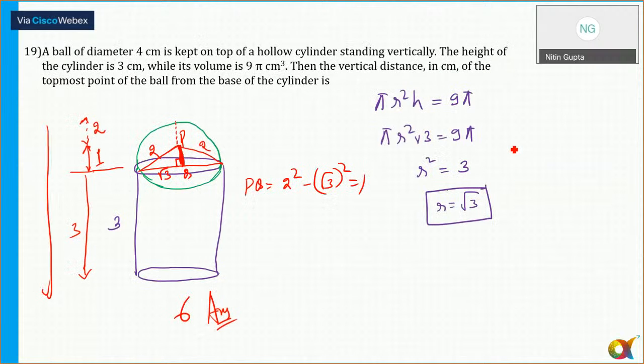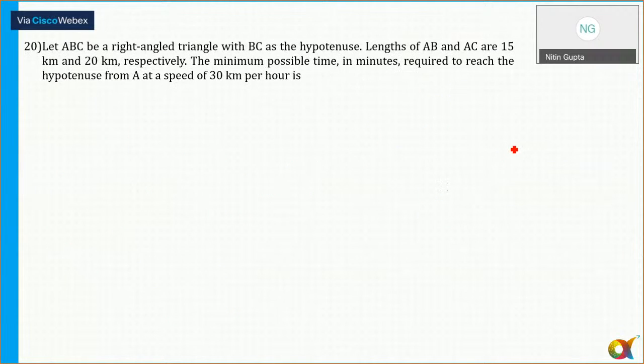Okay. Now, coming to question number 20. So it says, let ABC be a right angle triangle.